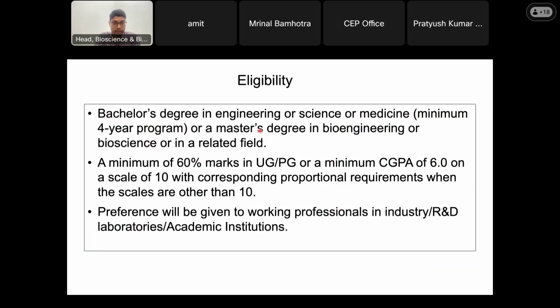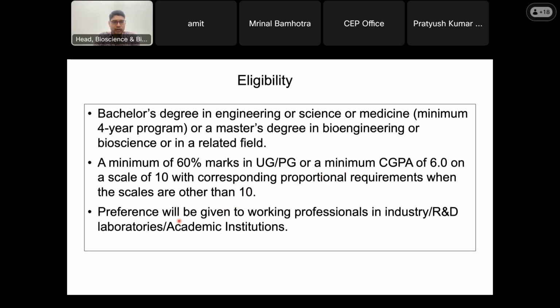You need to have either a bachelor's degree in engineering or science or medicine, which is a minimum 4-year program, or a master's degree in bioengineering or bioscience or a related field. A minimum of 60% marks at UG or PG level is required, or, in case your grading is on CGPA, a minimum of 6.0 on a scale of 10, or corresponding proportional requirements when the scales are other than 10.